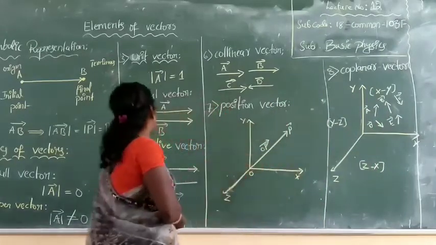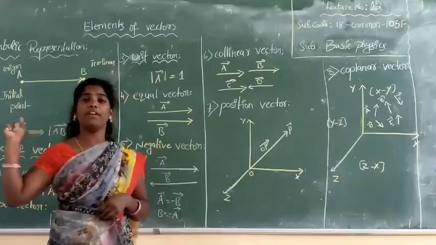Okay. These are the 8 types of vectors and 2 types of representation of vectors.